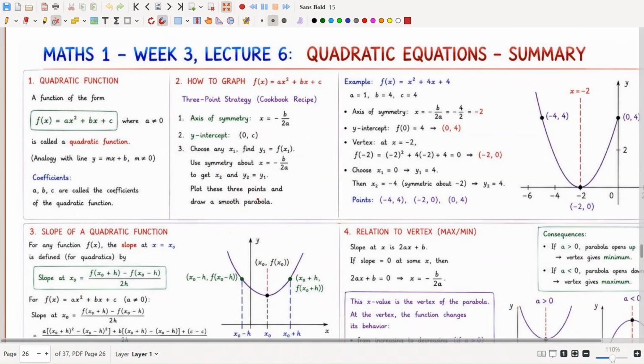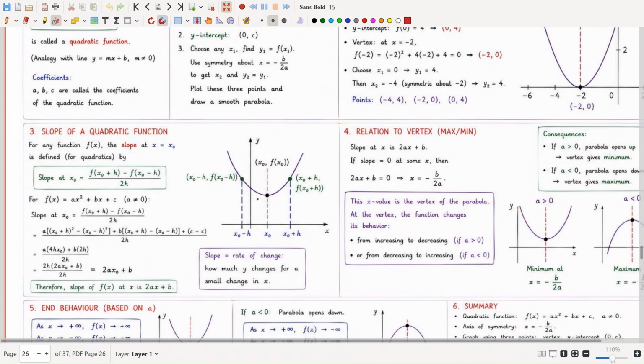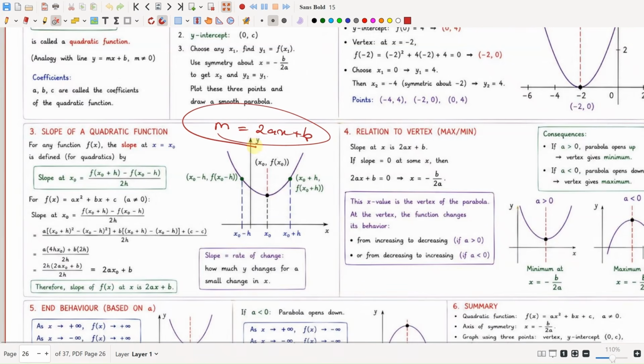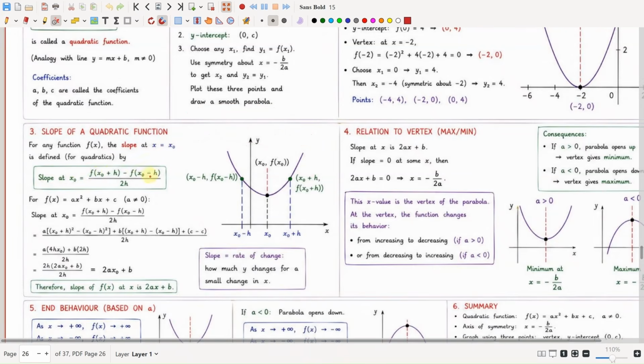We also saw how we found the slope of a quadratic function. We have some formulas, like m is equal to 2ax plus b. This is one formula, and this is another one: slope at x naught is equal to f of x naught plus h minus f of x naught minus h, divided by 2h. So we know that slope is equal to rate of change, how much y changes for a small change in x.